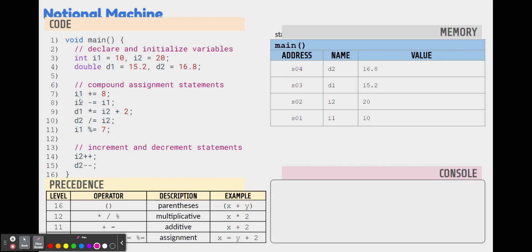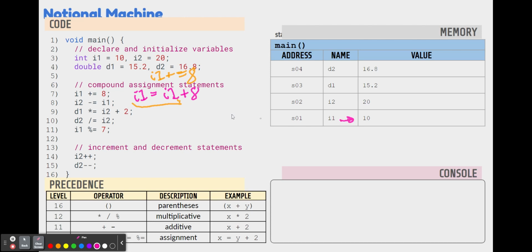So looking at line 7, we have a line that says I1 plus equal to 8. Now this plus equal, this is a new kind of operator that we haven't seen before. All this is just a fancy way of writing a statement that we already know. It's the same thing as if we wrote I1 is equal to I1 plus 8. All we're doing is collapsing this part down, and changing that into I1 plus equal to 8. But it's the same thing.